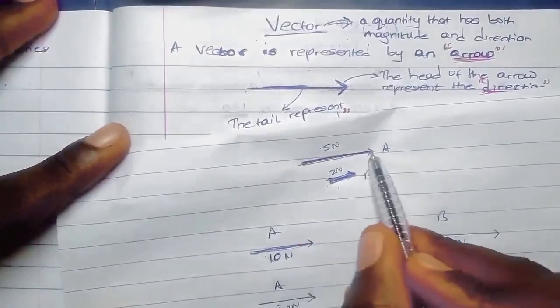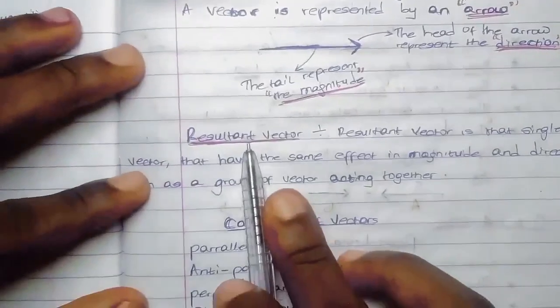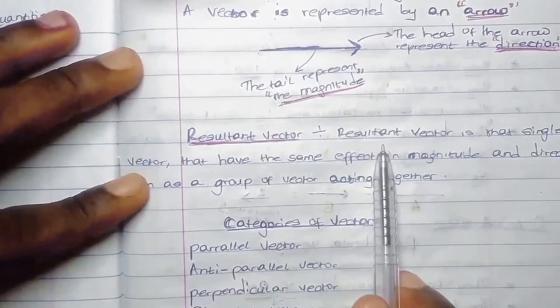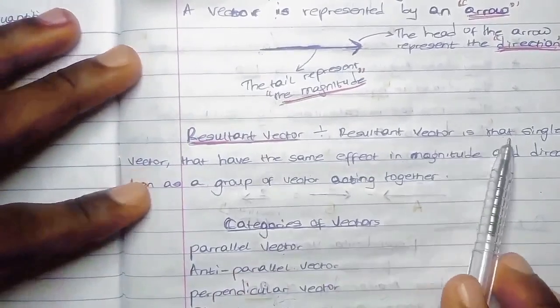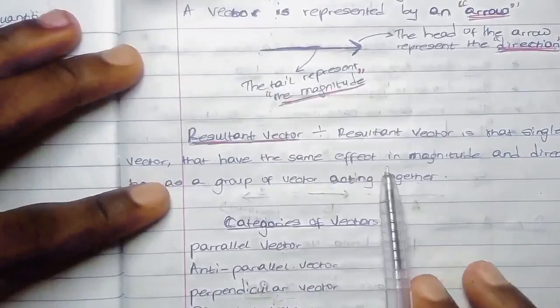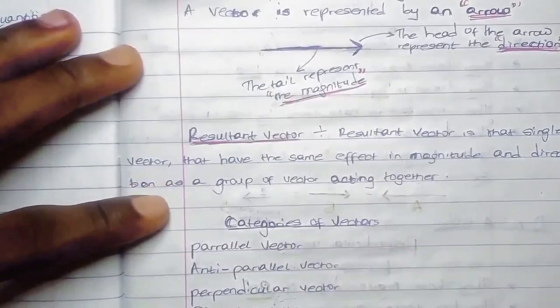So now we move further to the resultant vector. A resultant vector is that single vector that has the same effect in magnitude and direction as a group of vectors acting together.